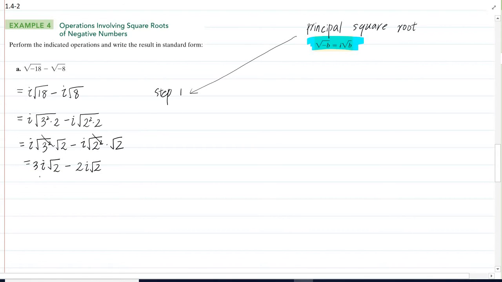So now, once we have this, we learned to subtract earlier. So we're going to have 3i square root of 2 minus 2i square root of 2, which gives us 1i square root of 2, which is i square root of 2. Then we'll finish this. Okay, let's work on part B.